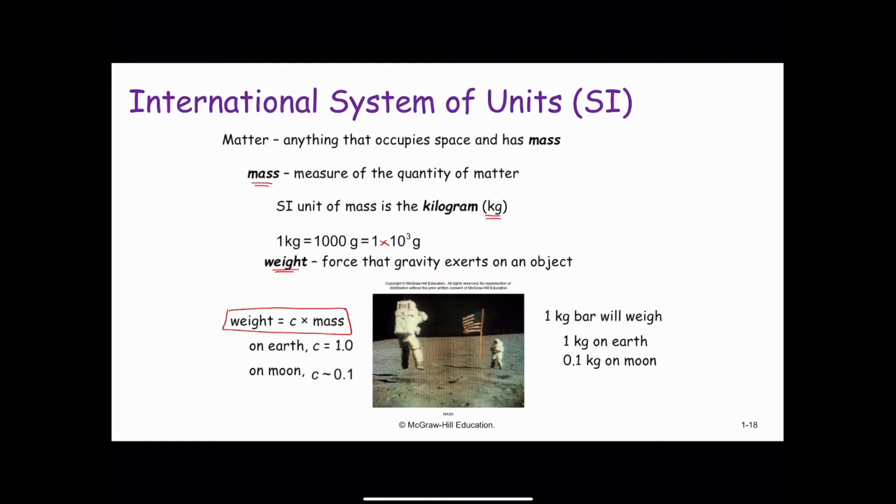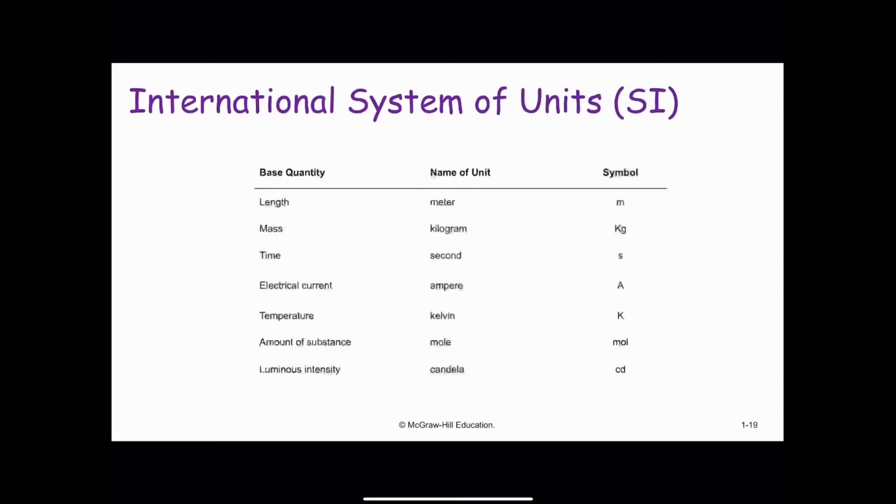And so something's weight on Earth, if we have our gravitational constant at 1.0, on the moon it's about 1/10 of that. So that means that a 1 kilogram bar that weighs 1 kilogram on Earth, since the gravitational force is much less on the moon, is only going to weigh about 1/10 of that, right? Because we multiply by this factor. And so on the moon, a 1 kilogram bar from Earth is only going to weigh about 100 grams, or 0.1 kilograms.